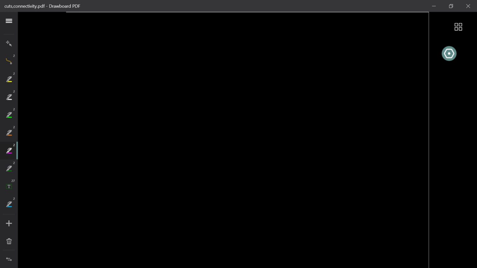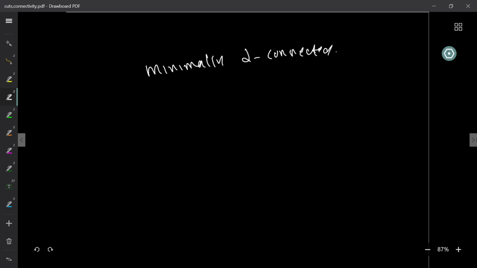For example, one question that a couple of students mentioned to me was the question about minimally two connected graphs, and then show that it has vertices of degree 2. So how do you show something like this? First of all, look at this. If a graph is minimally two connected, then by definition, if you remove any edge from this graph, it must not be two connected. That is why it is minimally two connected by definition.